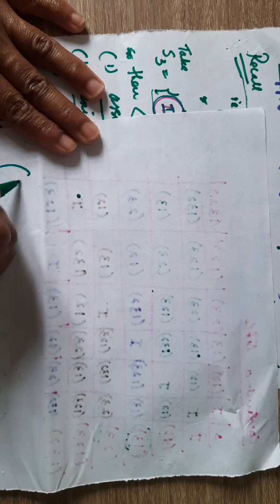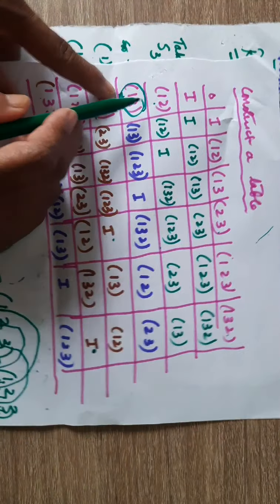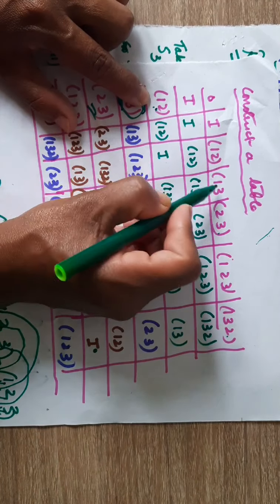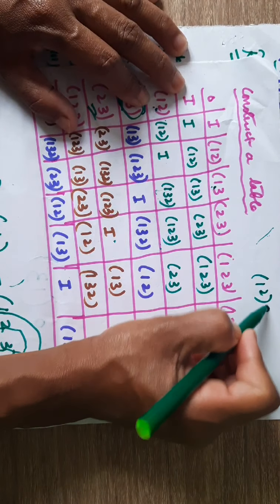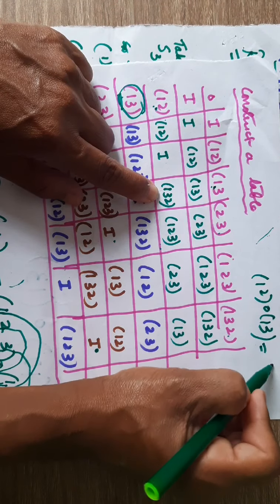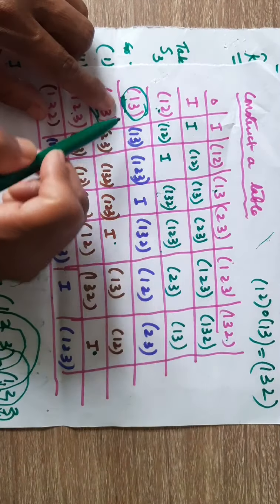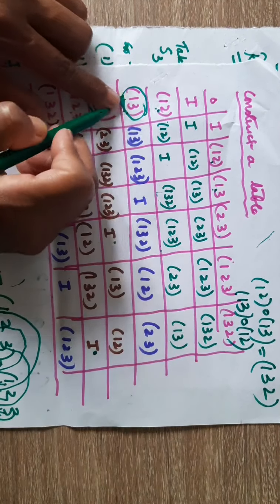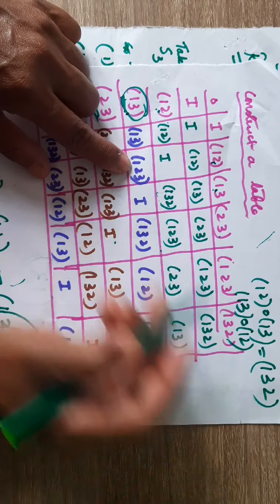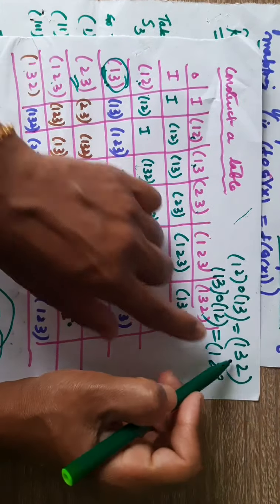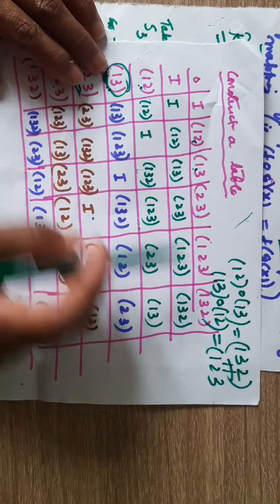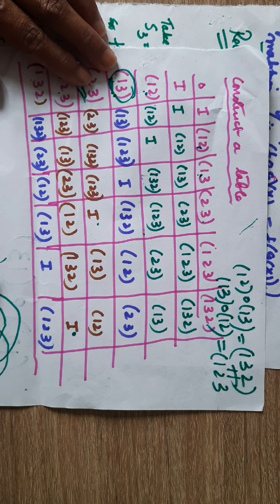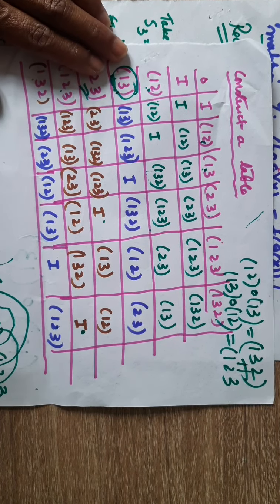But this S3 is not commutative, because you can see that 1, 2 composite 1, 3. From the table you can see that 1, 2 composite 1, 3 is equal to what? It is 1, 3, 2. But what about 1, 3 composite 1, 2? It is 1, 2, 3, which is not equal to this one. So this shows that S3 is not a commutative group or an abelian group.